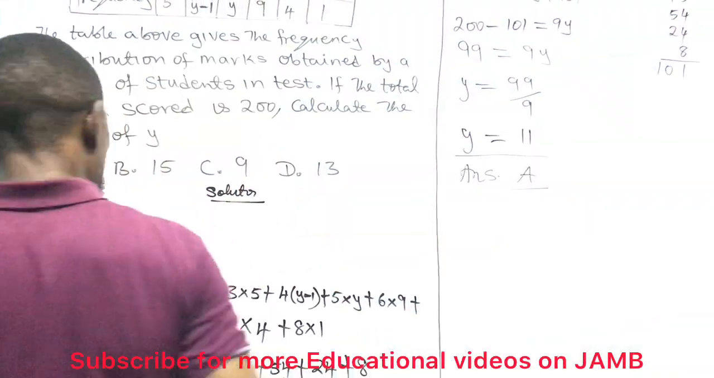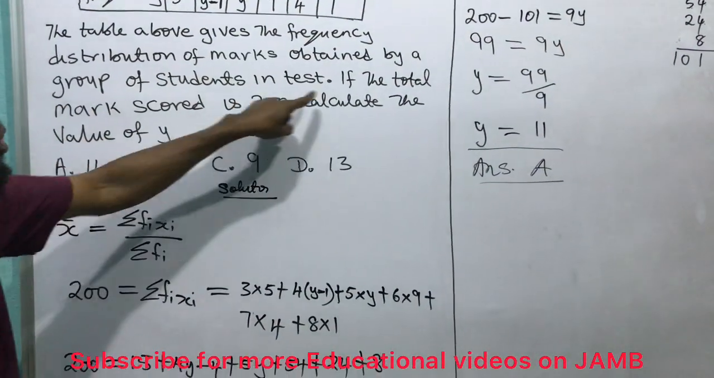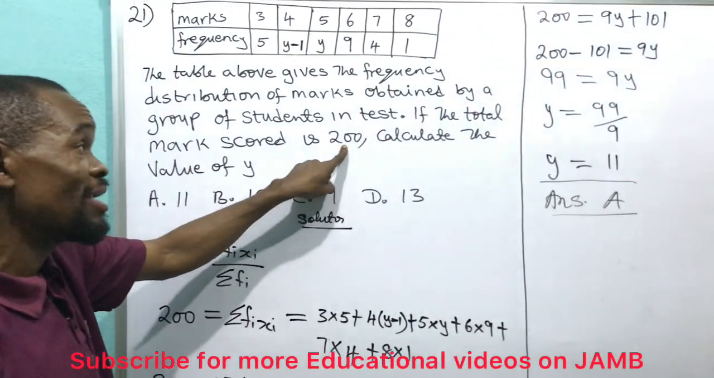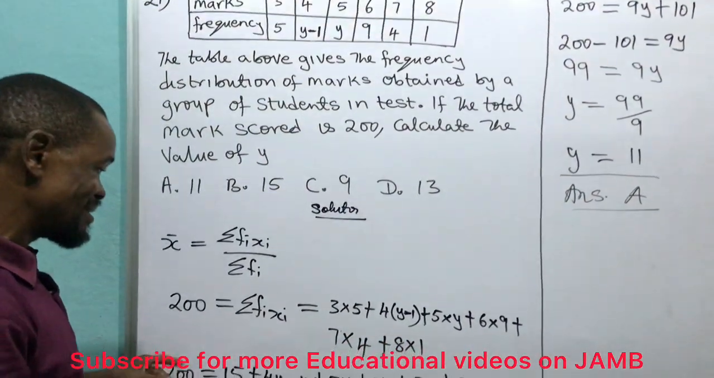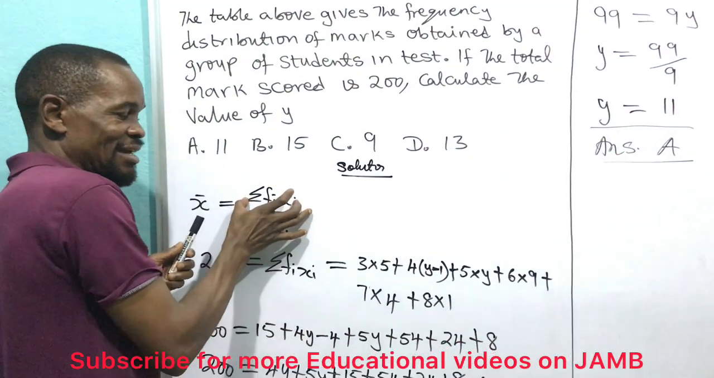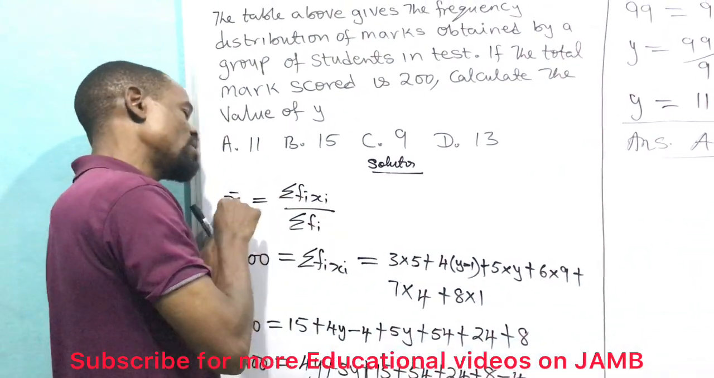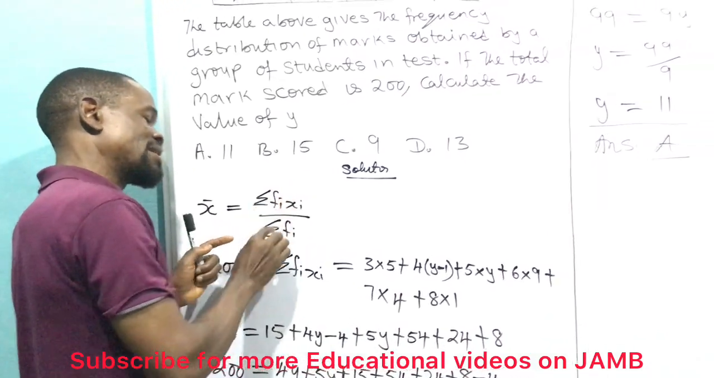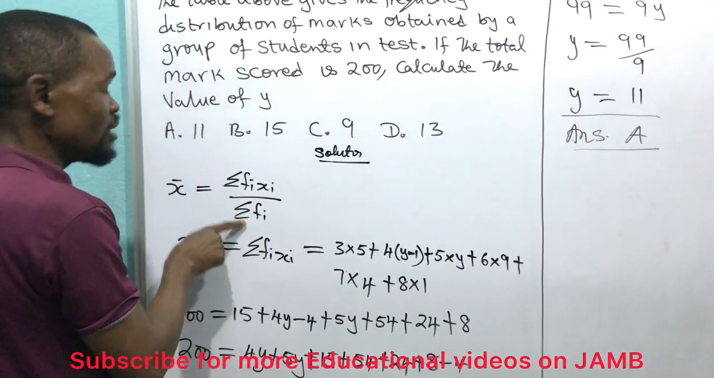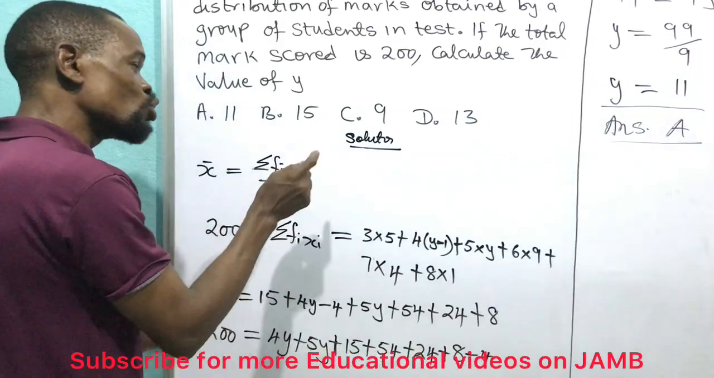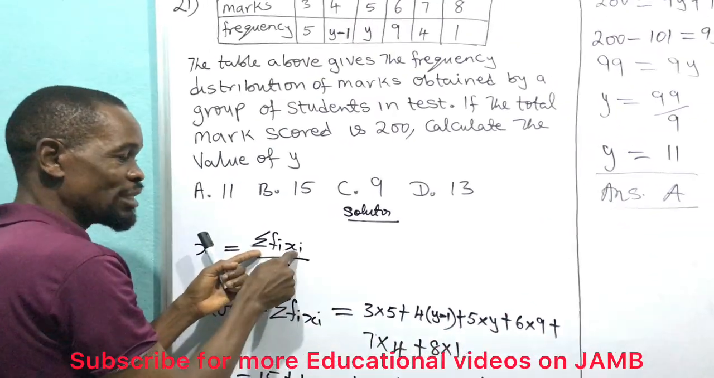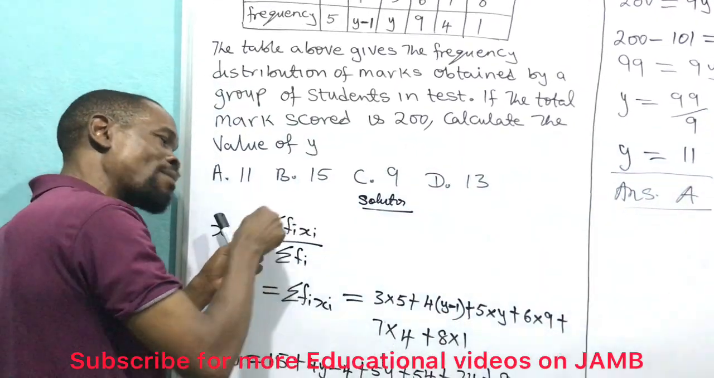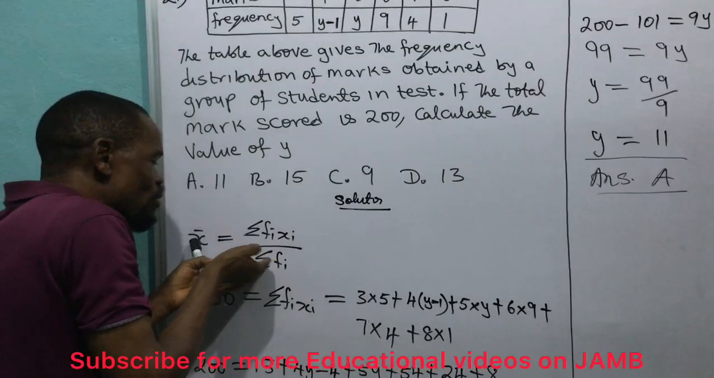You remember what we did? That 200 is the total mark here. You remember the question said the total marks is 200. That's how we get this. And the total marks is this, divided by the number of frequency, will give us the mean. Look at the total mark, divided by the number of frequency, will give us the mean. So the total marks in this class is fi times xi. That's the total marks, divided by frequency will give us the mean.